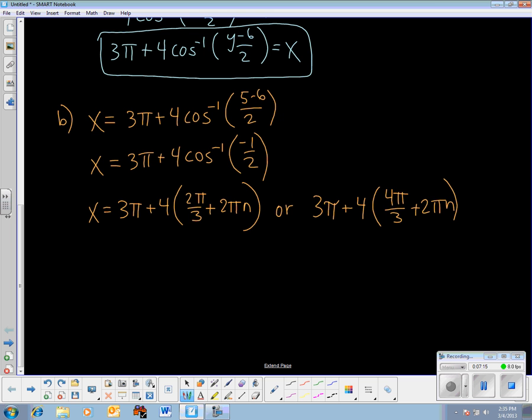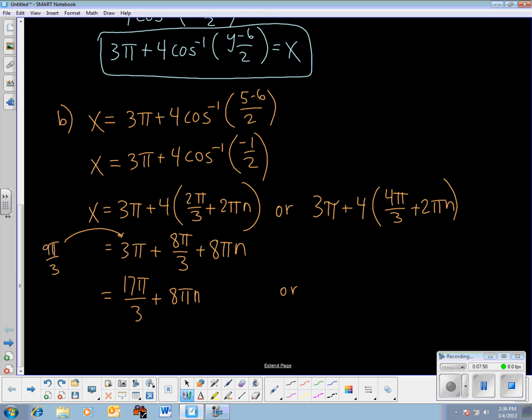So let's distribute the 4. 4 times 2 pi over 3 is 8 pi over 3. And 4 times 2 pi n is 8 pi n. Then put together what you can. 3 pi plus 8 pi over 3 is, let's see, 3 is 9 pi over 3. So 9 pi over 3 plus 8 pi over 3 is 17 pi over 3 plus 8 pi n. And then on our other side, we get 3 pi plus 16 pi over 3 plus 8 pi n.